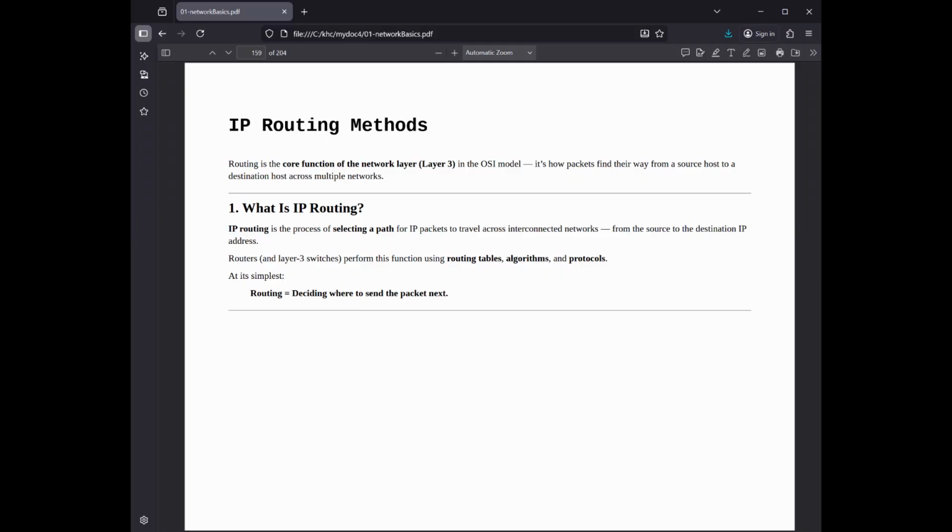4. Routing table lookup. The router consults its routing table to find the best next hop, the next router or directly connected network. 5. Forwarding. The packet is sent out the appropriate interface towards the next hop. 6. Repeat. This process repeats across multiple routers until the packet reaches the destination network.